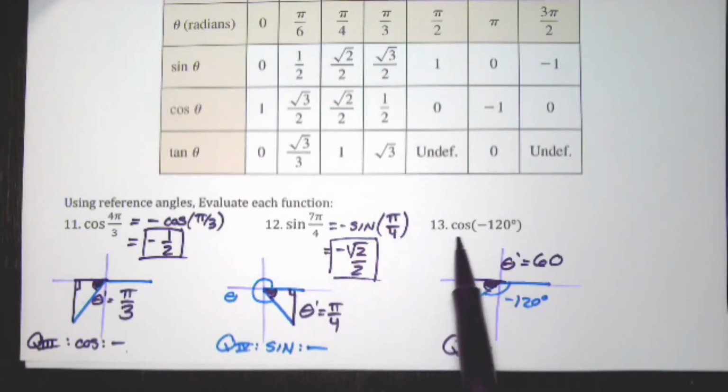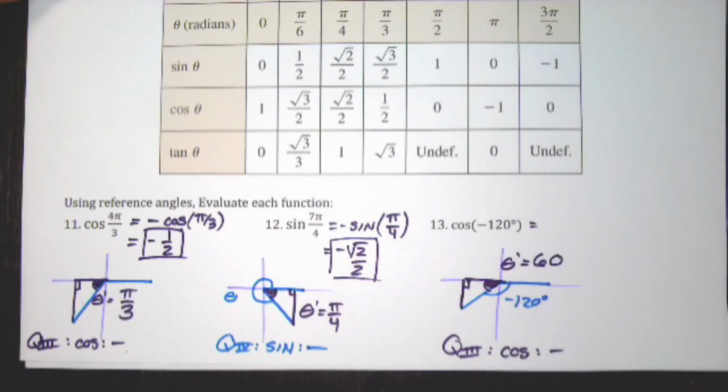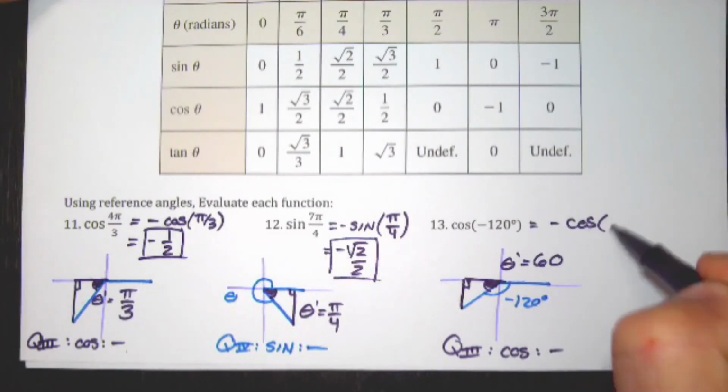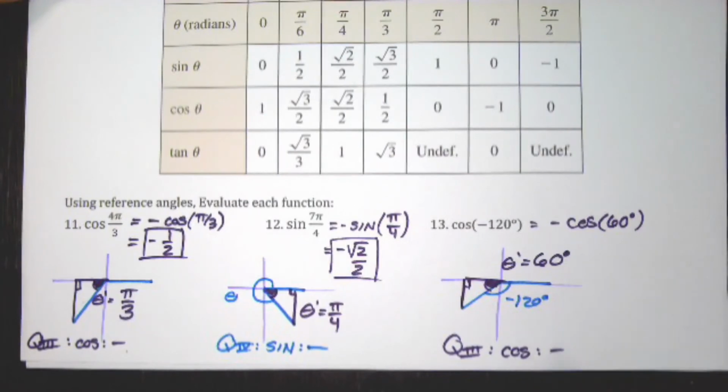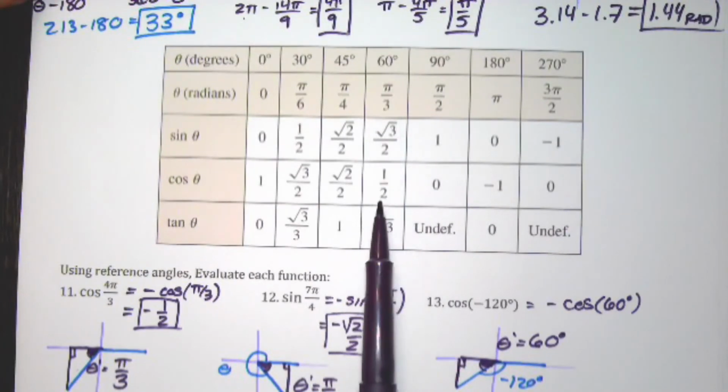So reminder, quadrant 3, if we're finding cosine, we're always dealing with something negative. And you don't have to write this piece down below. I'm just using that as a guide to help you out. So now cosine of negative 120 is going to be the negative cosine of our reference angle of 60 degrees. Well, what's cosine of 60 degrees? We have our 60 degrees, we're looking down at cosine, which is 1/2, but again, it's going to be a negative 1/2.